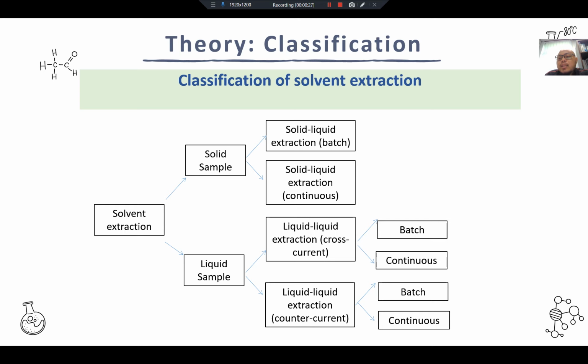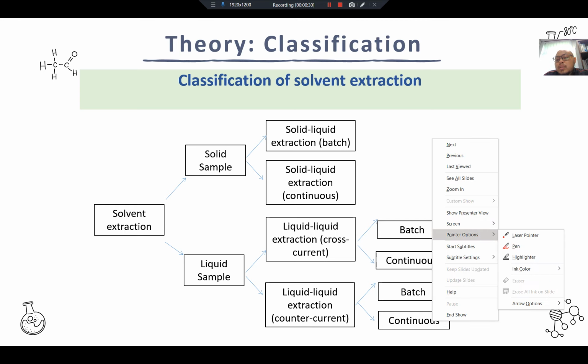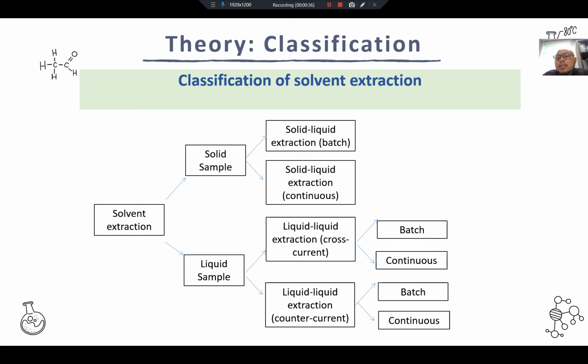For example, you want to detect, in vegetables, for example, chlorpyrifos. So the sample is solid. What you can do is put the cabbage that you already chopped into small pieces, you vortex, you add the extractant solvent, and then you extract, and then you take the supernatant, and then you filter, and then you do the analysis. That is one of the examples of the solid liquid extraction method.